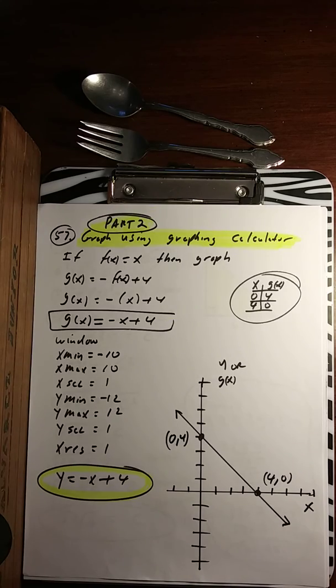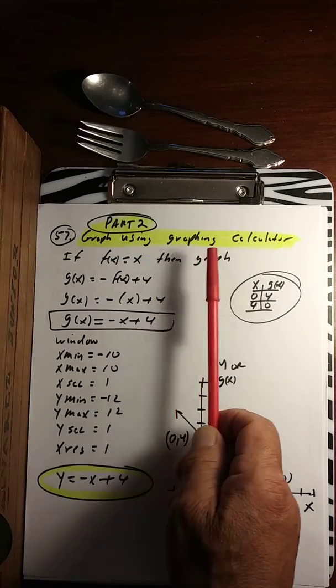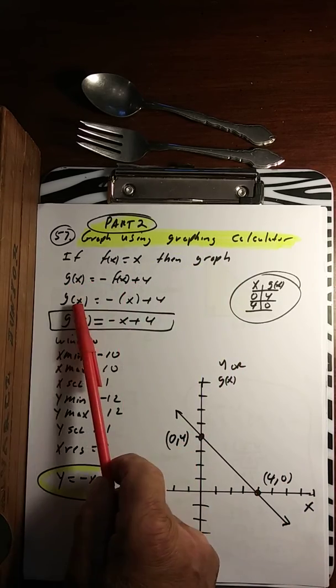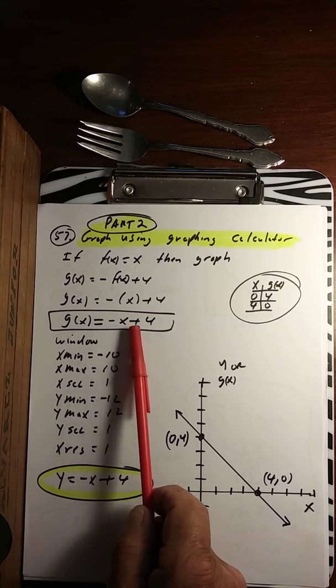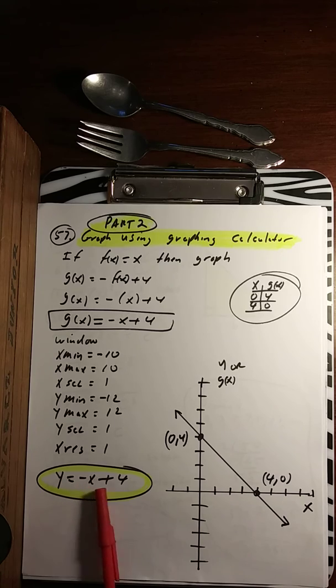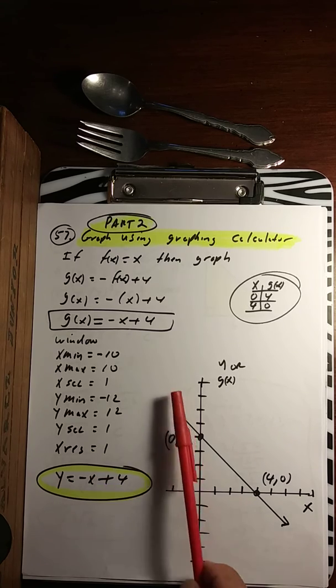It says right here, graph using graphing calculator. Alright, so f of x equals x, then graph g of x equals negative x plus 4. Put this for the windows, put y equals negative x plus 4 in there, hit graph, and you'll get the graph.